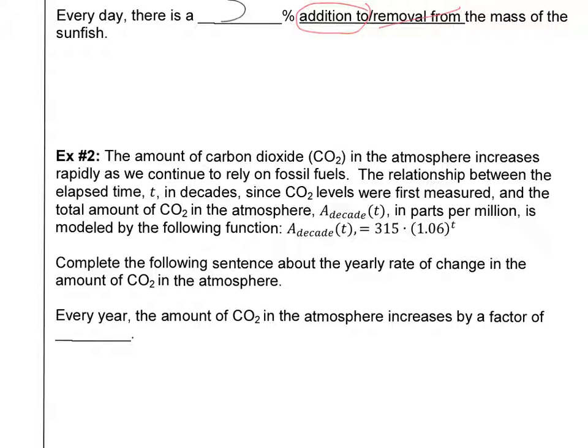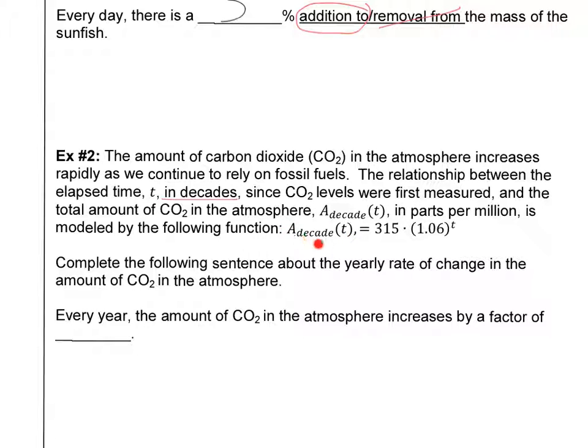Okay, hopefully you give it a whirl. Let's read through the problem together here. The amount of carbon dioxide, CO2, in the atmosphere increases rapidly as we continue to rely on fossil fuels. The relationship between the elapsed time t in decades, that was important, hopefully you saw that, in decades, since CO2 levels were first measured, and the total amount of CO2 in the atmosphere, which is going to be represented by A of t to denote that we're talking about decades, in parts per million is modeled by the following function.